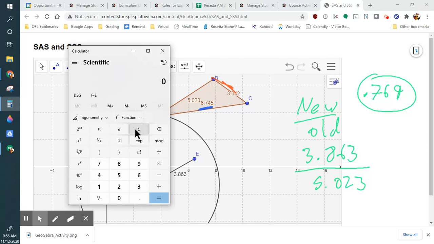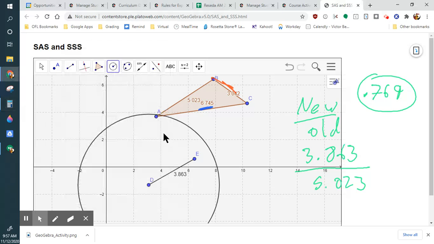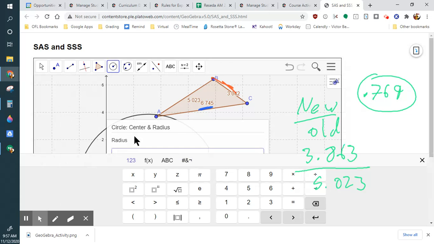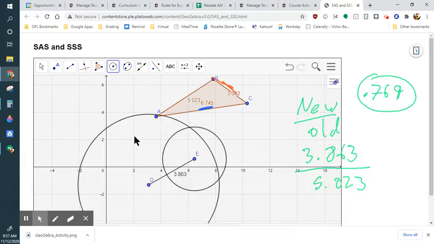So we're going to do 3.042 times our common ratio. So we're going to do times 0.769, and we get 2.339. So I'm going to make another circle from E, because we're doing the BC. So I'm going to do from E, and it was 2.339. So now we have two points of intersection.